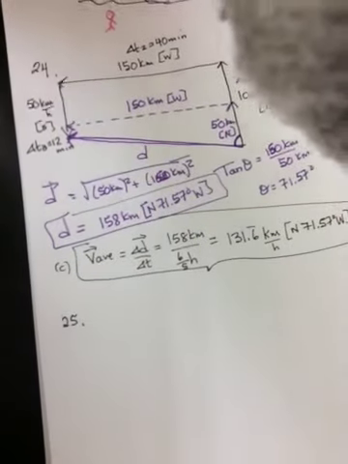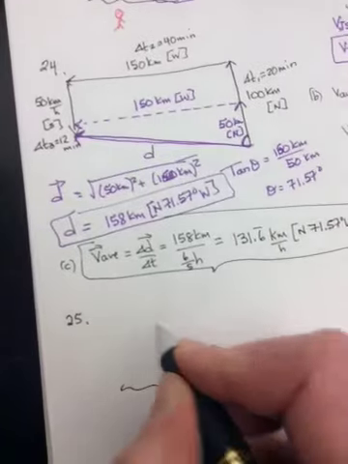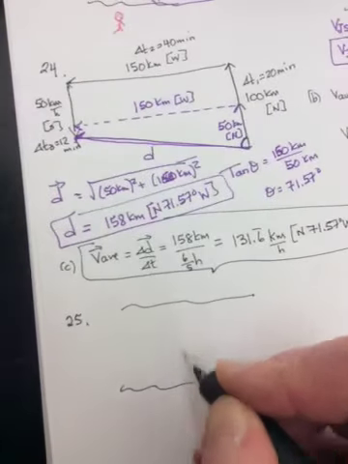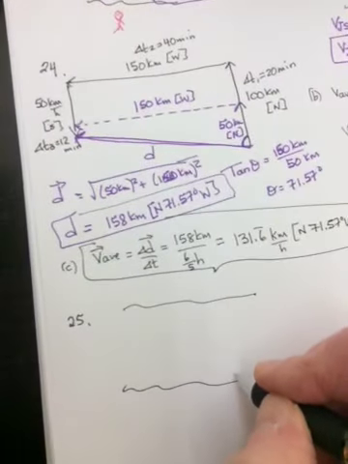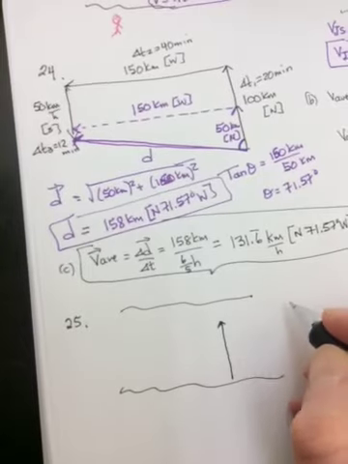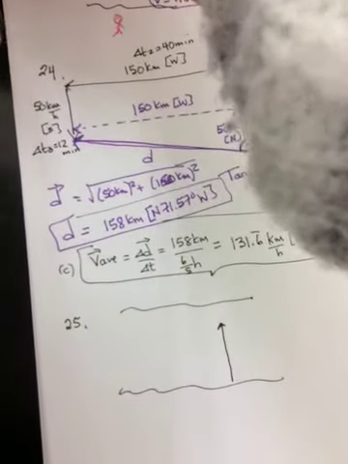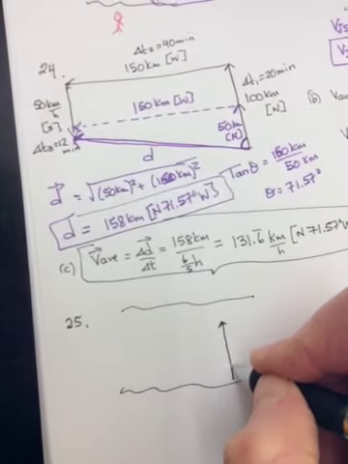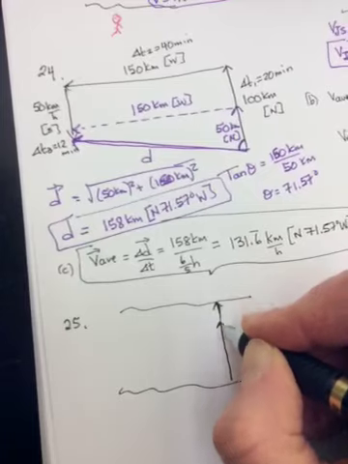All right, 2 more. Number 25. A swimmer is standing on the south shore of a river that's 120 meters wide. So here's my river, and the dude is standing on the south shore, and he's going to swim this way. Okay? He wants to swim straight across, so he wants to end up over here at this spot.